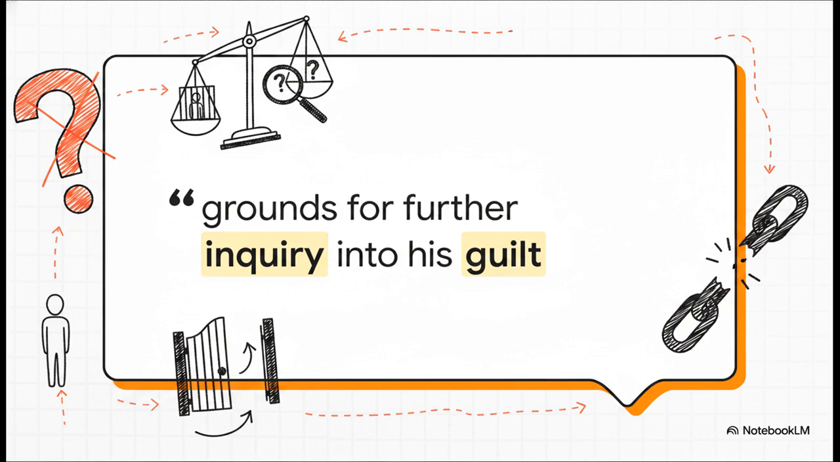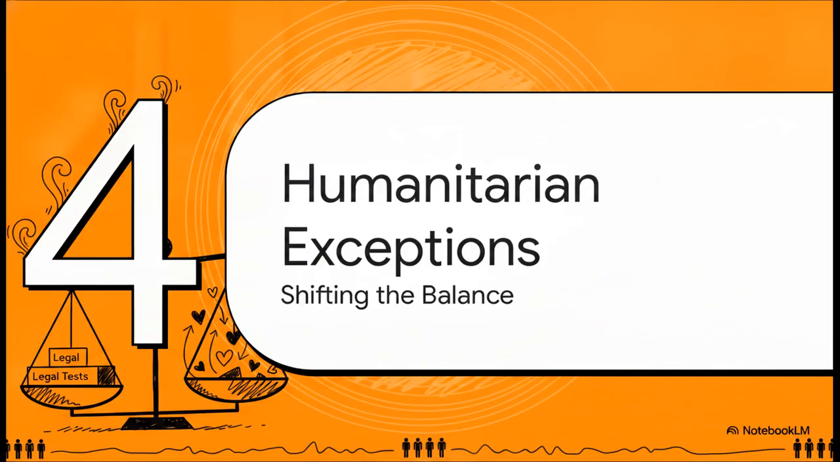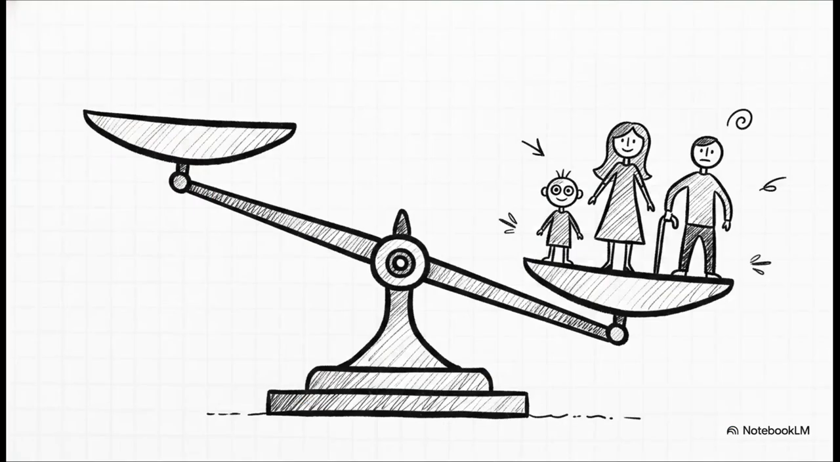If a court decides the case needs further inquiry because it just looks doubtful from the jump, they can grant bail. Yes, even for those massive 10-year prohibitory offenses we just talked about. Section 4, humanitarian exceptions. Now, we've gone over the strict legal formulas, but the law isn't totally devoid of compassion.